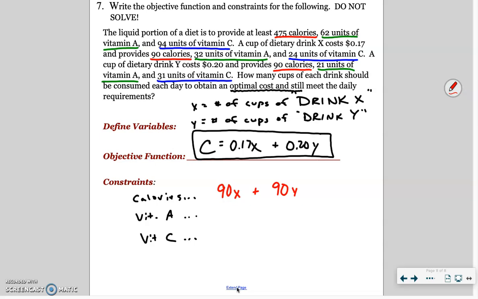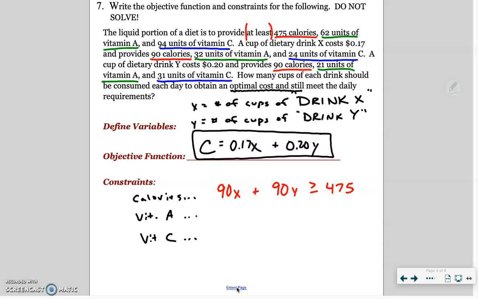Now, paying particularly close attention to the beginning sentence here. It says the liquid portion of a diet is to provide at least, again, key phrase here, we have to have at least 475 calories, which means that more is okay. So for that reason, my 90x plus 90y has to be greater than or equal to 475.